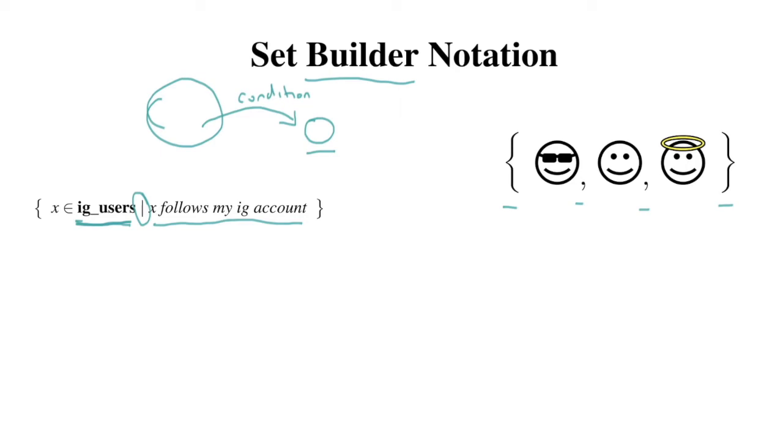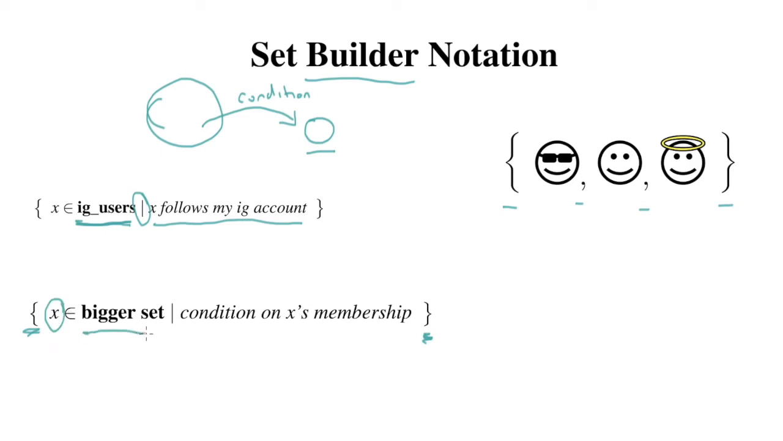So here's the more general format. We still have the curly brackets from the set roster notation. We have a variable, here the variable is X. We're saying X is from a bigger set. In this example, it was the set of all Instagram users. We have the vertical line, which means such that. And then we have a condition on X's membership into our new set.